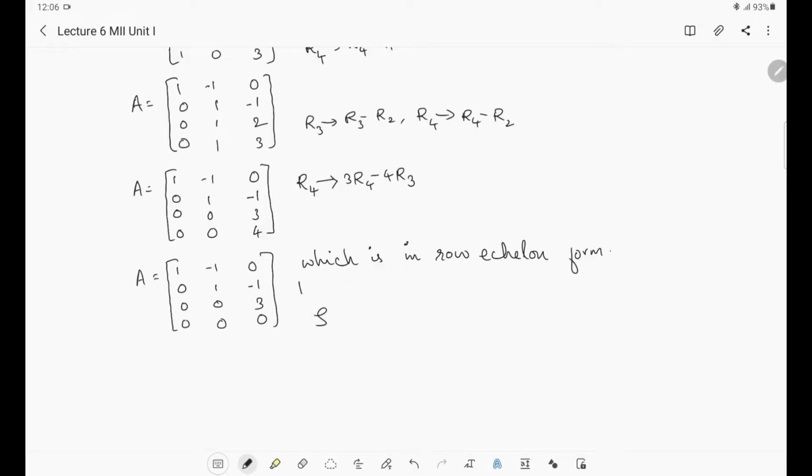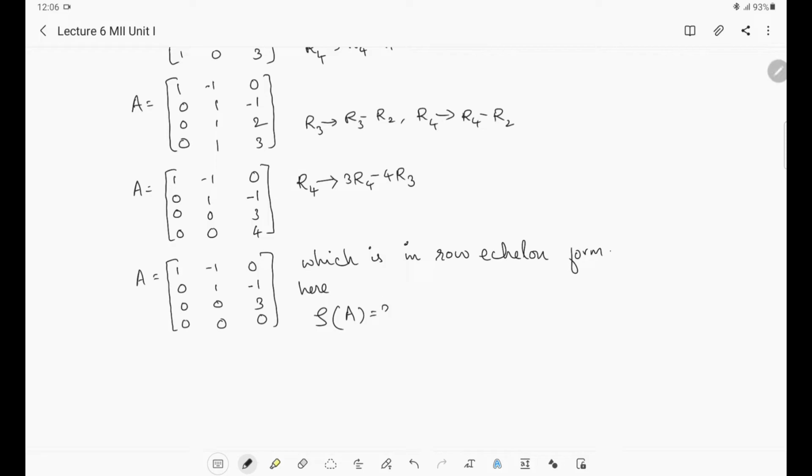Now what is the rank of this? What is the rank of A? Rank of A is the number of non-zero rows. How many non-zero rows are there? Here 2 non-zero entries are there, this is a non-zero row. Here 2 non-zero entries are there, this is also a non-zero row. Here 1 non-zero entry is there, this is also a non-zero row. Last row is a 0 row. So 3 non-zero rows are there.